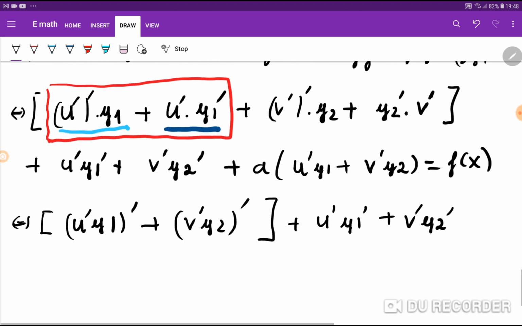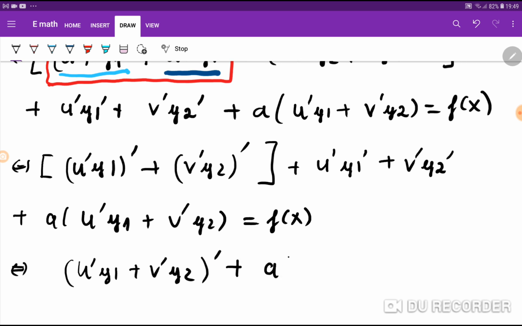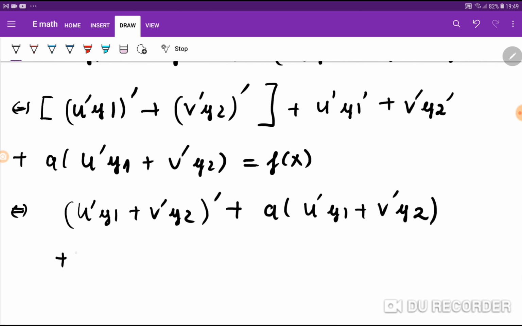And anyway, in mathematics, whenever you don't know what to do with a term, just leave it like that. If you don't do any manipulation in that term, just keep rewriting it. Okay, v prime y2 equal fx. Okay, the addition rule of derivative: u prime y1 plus v prime y2 prime. Then I'm gonna write a times u prime y1 plus v prime y2 plus u prime y1 prime plus v prime y2 prime equal fx.